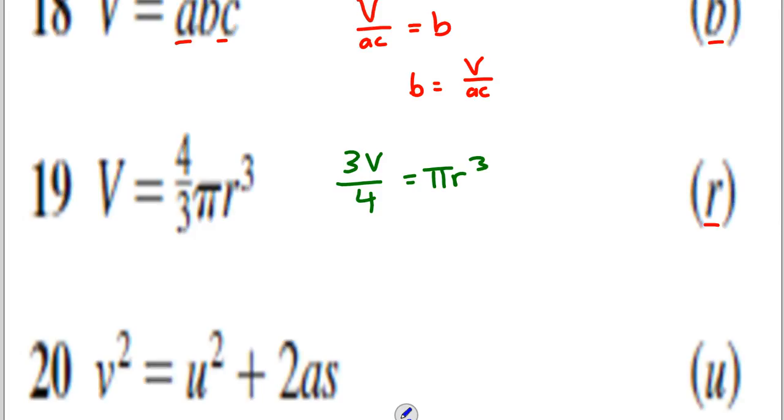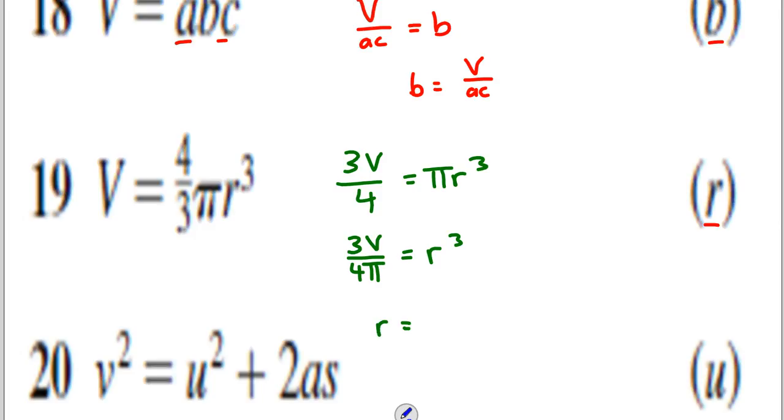Then I would suggest deal with the pi next, because pi is just a number. So to deal with pi, you can just chuck it in with the denominator. So to divide both sides by pi, we can rewrite it as 3V over 4 pi equals r cubed. Because when you divide by something, it tends to appear in a denominator, doesn't it? And then to find r by itself, we would cube root both sides.